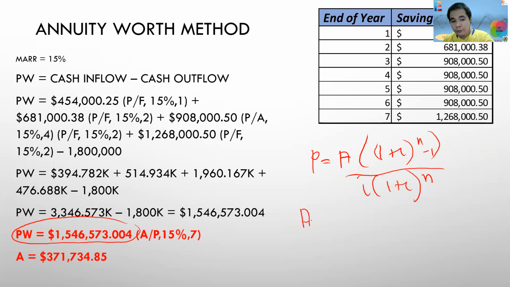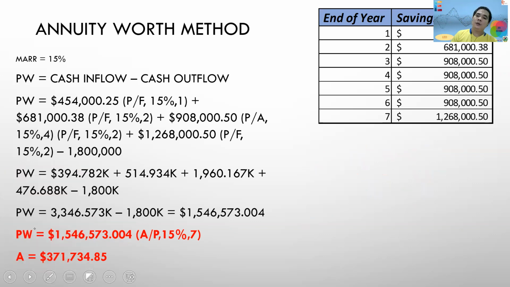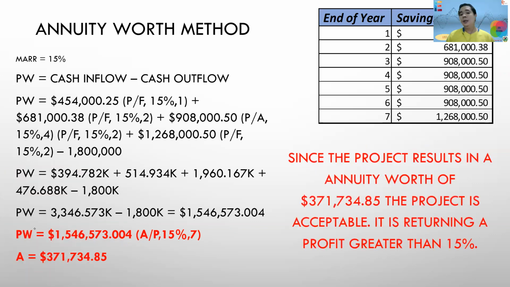Your A, therefore, is equal to 371,734 using the annuity worth from the present value. Therefore, you can decide that still the project is acceptable. So if you look into it, even if I solve it using the future worth, annuity worth, or the present worth, it will give me the same decision as to accept or reject the investment since the same cash flows are provided.